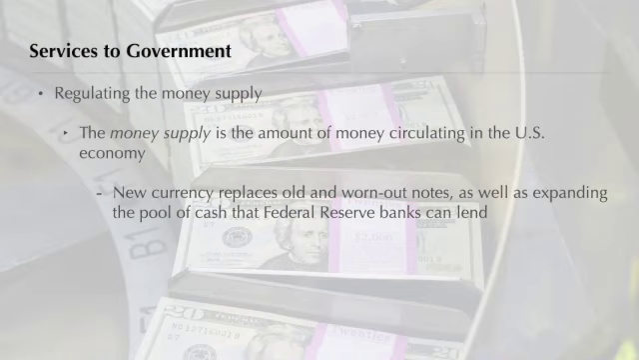New currency is put into circulation for two major reasons. One reason is to replace old and worn-out notes, which eventually are destroyed. Banks regularly ship worn-out notes to their district's Federal Reserve Bank in exchange for new notes. The other reason is to increase the amount of money in circulation by expanding the pool of cash that the Federal Reserve banks can loan.